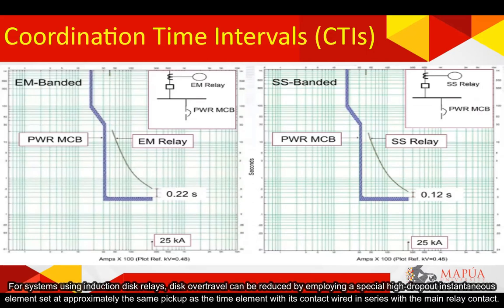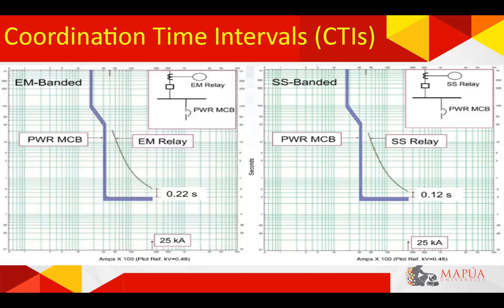For systems using induction disk relays, this overtravel can be reduced by employing a special high dropout instantaneous element set at approximately the same pickup as the time element with its contact wired in series with the main relay contact. The CTI in this case is often reduced to 0.22 seconds to 0.12 seconds, assuming an 8-cycle breaker.